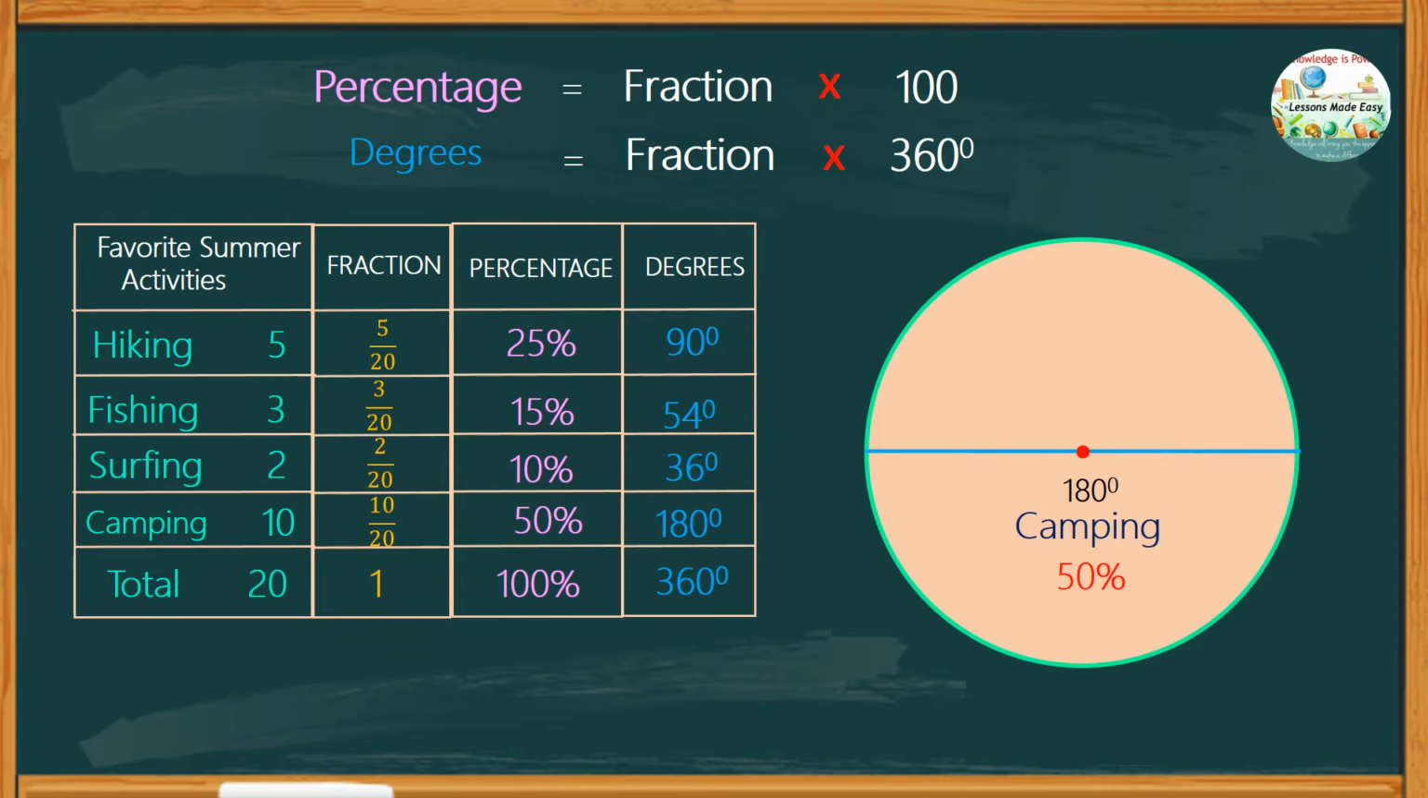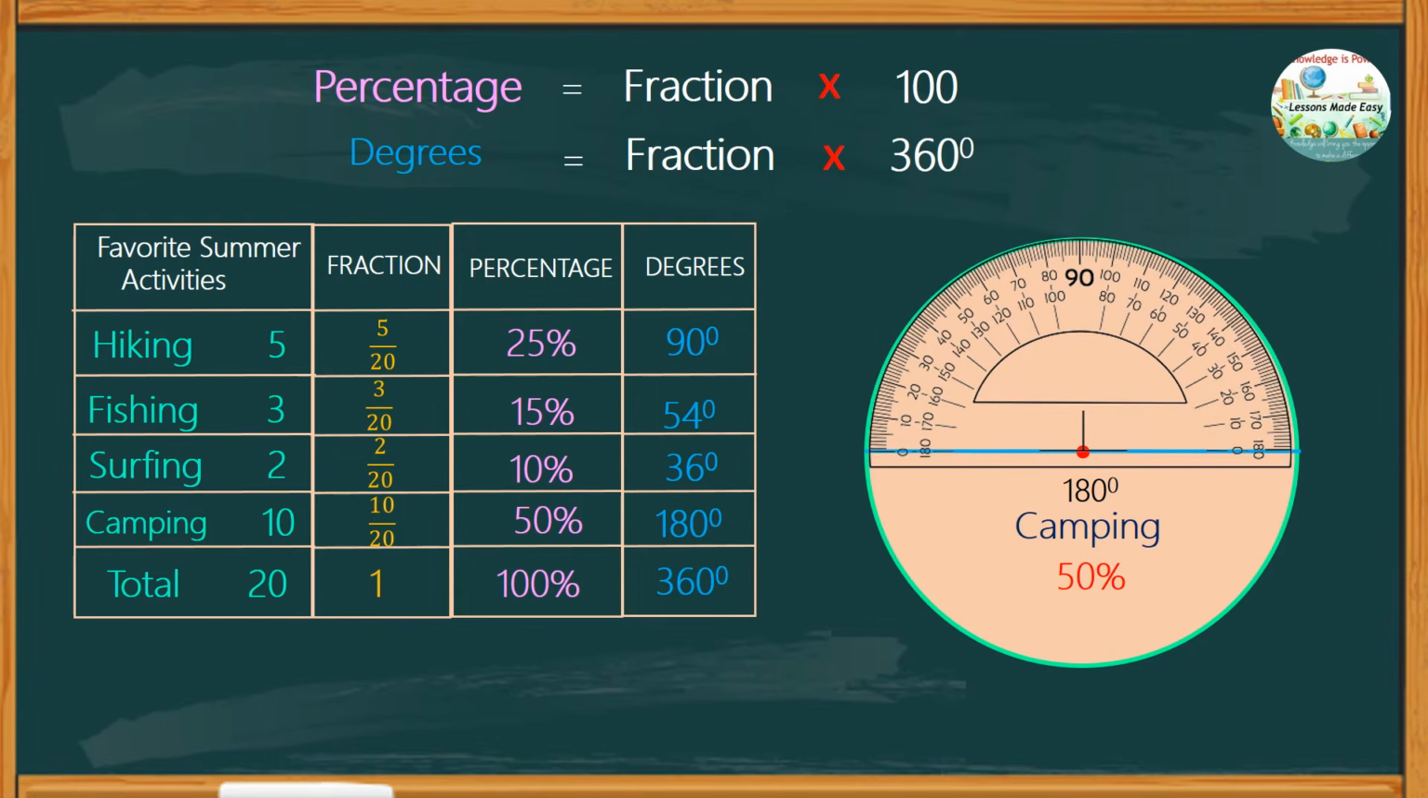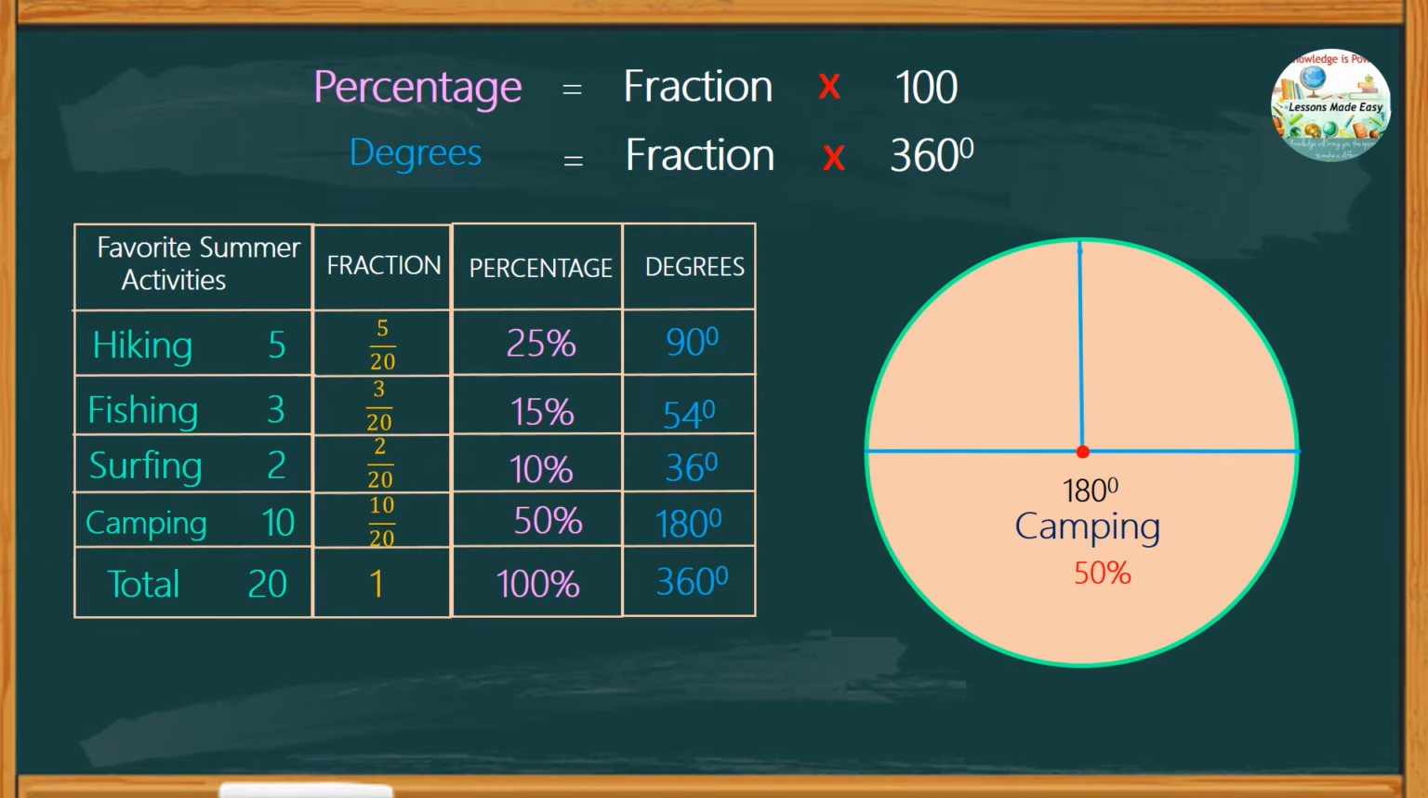Then let's find the central angle for hiking. Take your protractor and place the midpoint in the center of the circle. Locate 0 degrees, then move up to 90. Mark a dot and remove your protractor. Then, draw a line to the center. Indicate the angle size, which is 90 degrees, and label this sector as hiking, which comprises 25% of the whole circle. Continue with a central angle for fishing that makes 54 degrees.